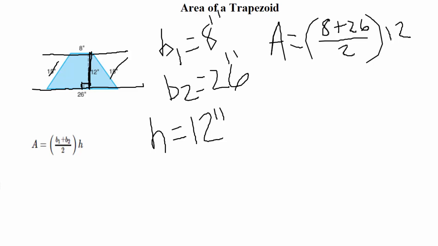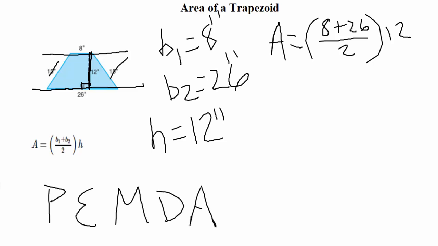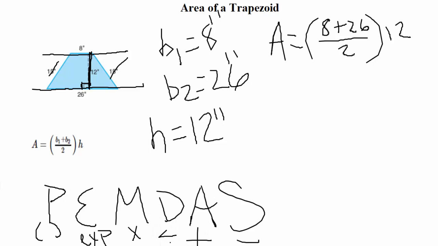So remember, order of operations always tells us to start with parentheses first. Remember those order of operations: Please Excuse My Dear Aunt Sally. Parentheses, exponents, multiplication, division, addition, and subtraction. So it's just the order in which to simplify a problem. Always start with parentheses, and we have parentheses here, so we're going to take care of what's inside of the parentheses, taking care of 8 plus 26 first.